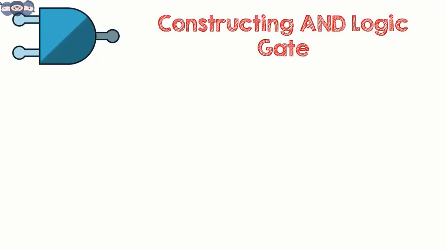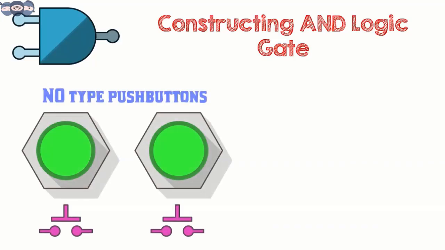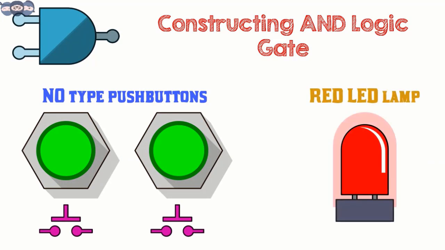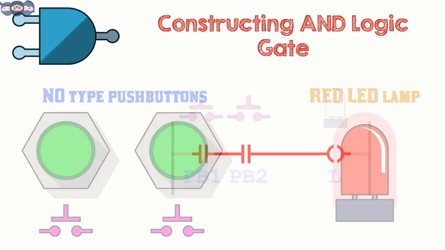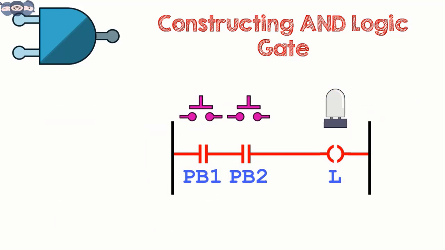Now, let us build an AND gate using two push buttons and a lamp. The ladder logic for AND gate is shown here. We can see that one NO contact for each push button is connected in series. An output lamp is further connected in series.